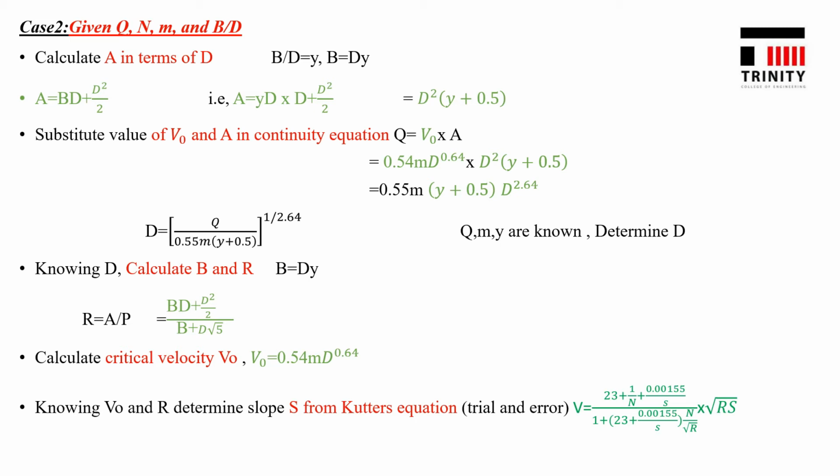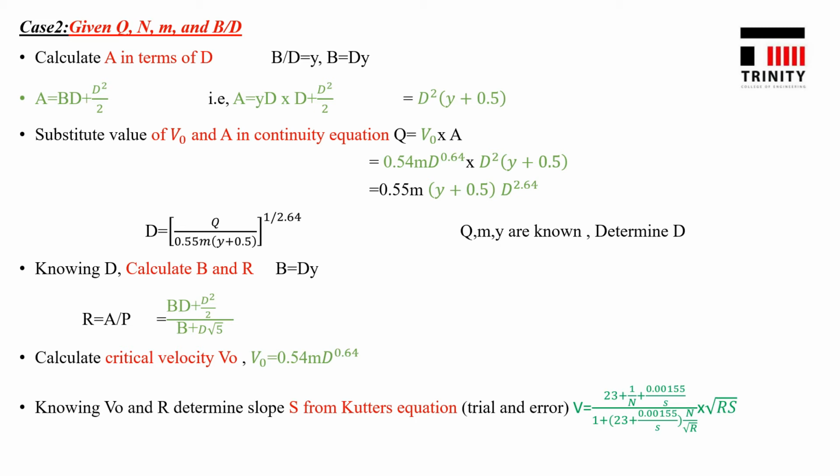First, we have to find out the area in terms of D. That is, the area equation is BD plus D square by 2. Since the B by D ratio is given, we can substitute B equals to dy. So, area will be equal to yD into D plus D square by 2, or D square will be taken out, that is D square into y plus 0.5.